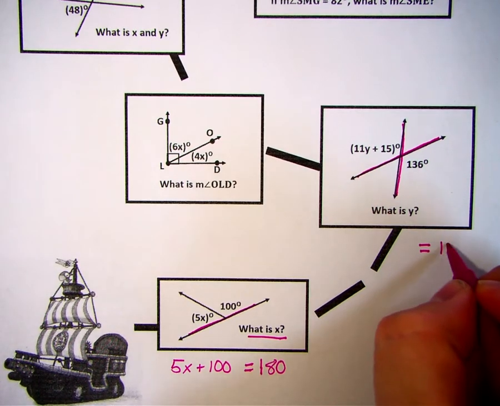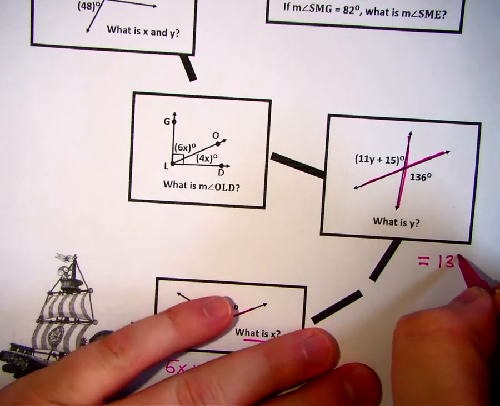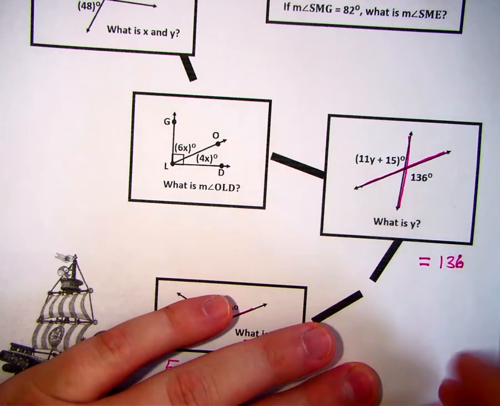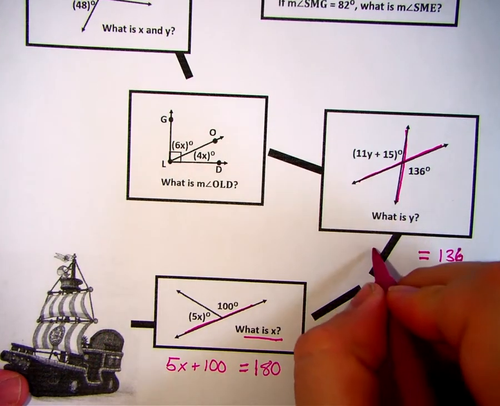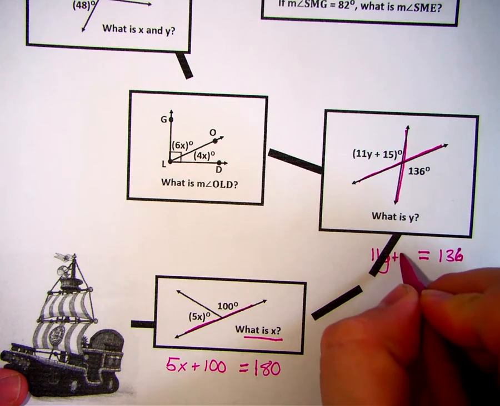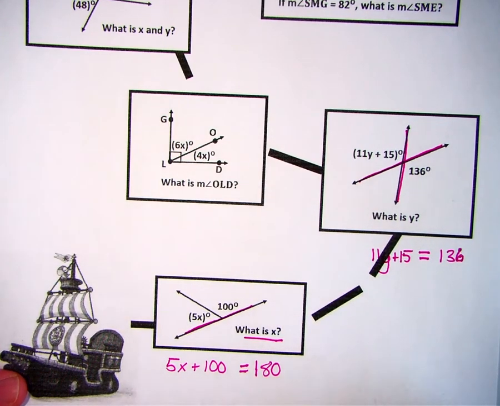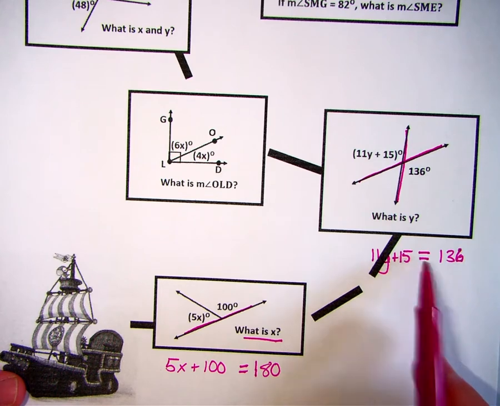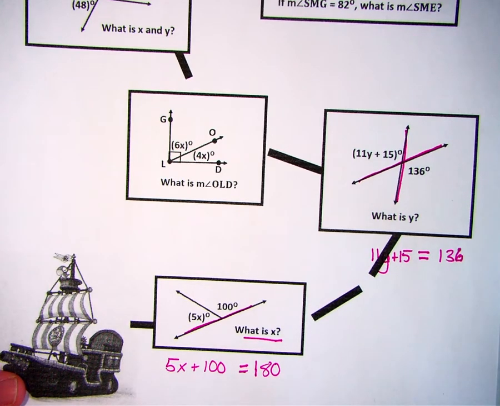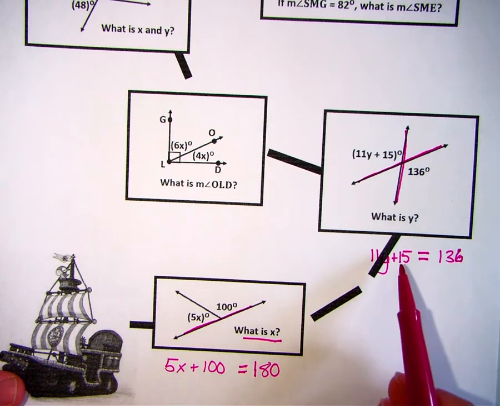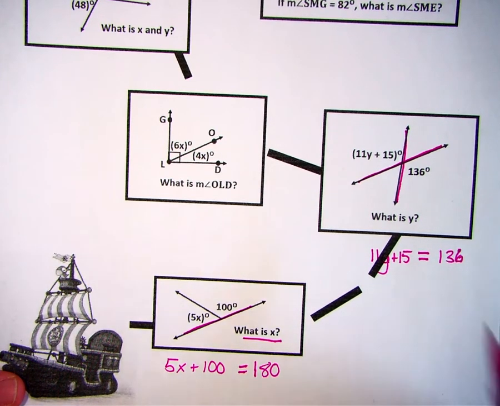So I have 136 on one side of the angle. I have 11y plus 15 on the other side of the angle. Because these two angles are equal, we can set up an equation that states that they are also equal. Now again, we're down to a two-step equation where we will subtract 15 from both sides and divide the remainder by 11.